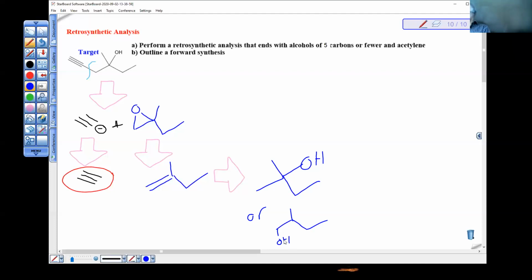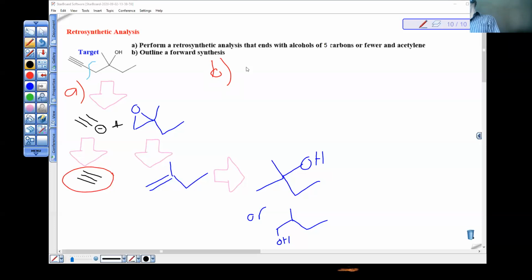Okay, so part A is answered here. I know how to make this target from these two things, and then you have two new retro problems. I know how to make this acetylide from acetylene. I know how to make this epoxide from this alkene. I know how to make alkenes from alcohols. This or this, they'll both work. And this is part B, the forward synthesis. We have a nice short segment here.